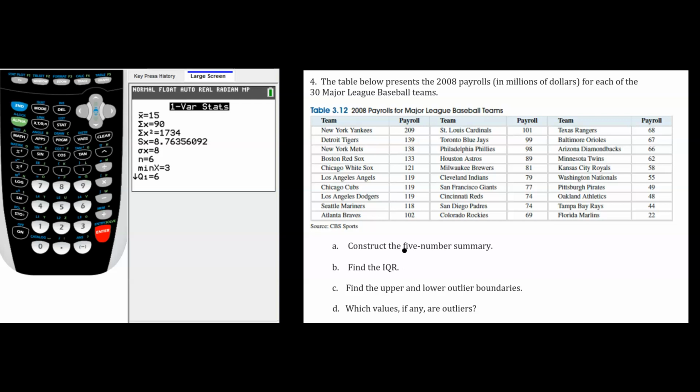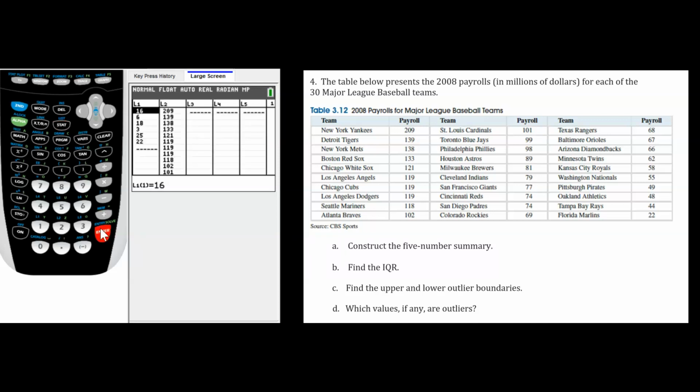So we need to construct the 5-number summary, find the IQR, find the upper and lower outlier boundaries, and then decide if we have any outliers in this data. So the first thing that you should do in a question like this is enter your data into a list in the calculator. And so I've done that.